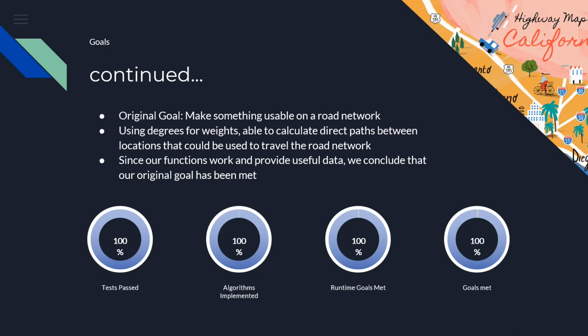And now for the goals of our final project. Our main objective for this final project was to make a program that gave useful and meaningful outputs about a road network. By using degrees for weights, we were able to calculate direct paths between locations that could be used to travel the road network. Since our functions worked as expected, as stated in the previous slide, as well as provide useful data, we concluded that our original goal for our project has been met.